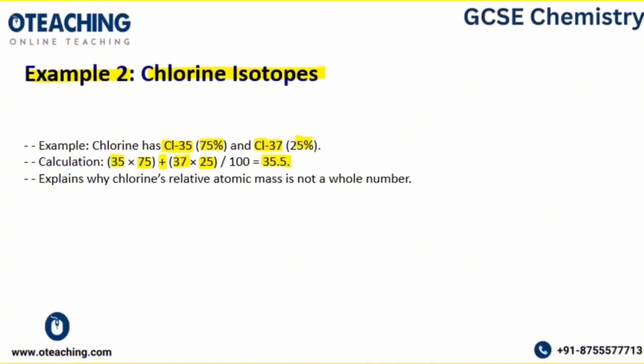of chlorine. It explains why chlorine's relative mass is not a whole number. Yes, 35.5 is not a whole number. And why is 35.5 coming? Because it is the average mass of the isotopes Cl35 and Cl37. That's why it is not a whole number. So isotopes can explain why chlorine's relative atomic mass, or chlorine's mass, is not a whole number.